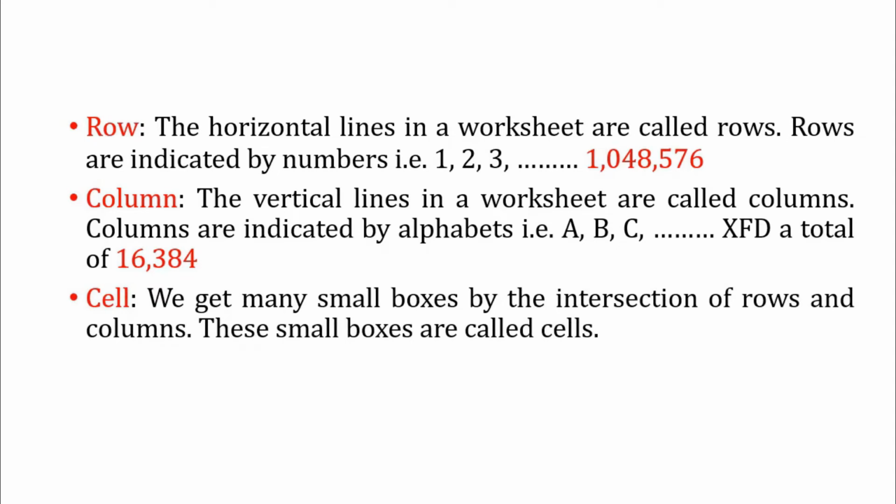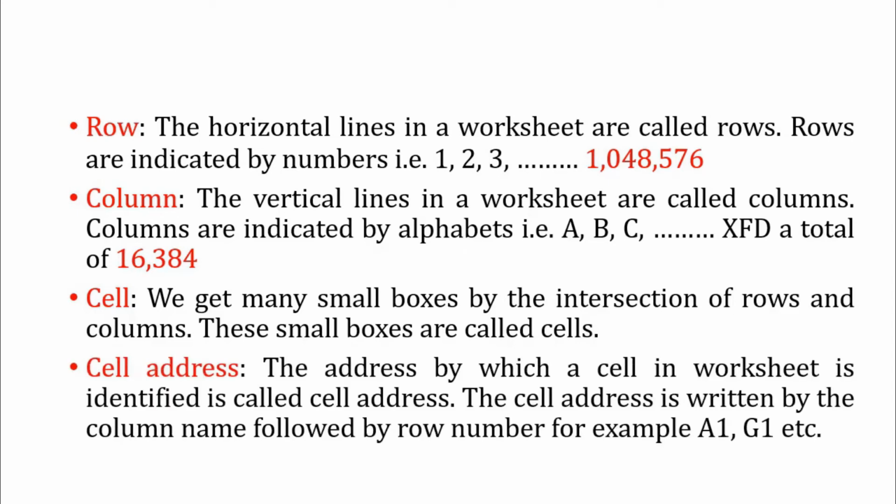Cell. We get many small boxes by the intersection of rows and columns, and these small boxes are called cells. Cell address or cell reference. The address by which a cell in a worksheet is identified is called the cell address. The cell address is written by the column name followed by the row number. For example, A1, B1, C1, G1, etc.